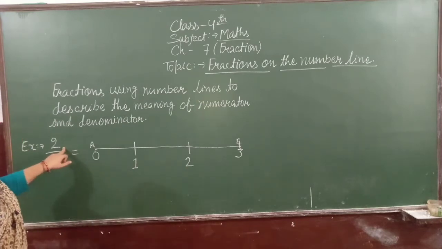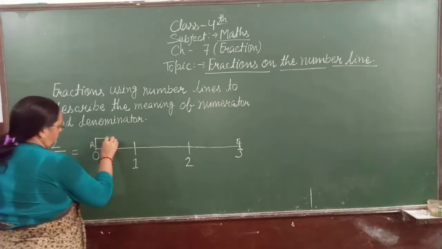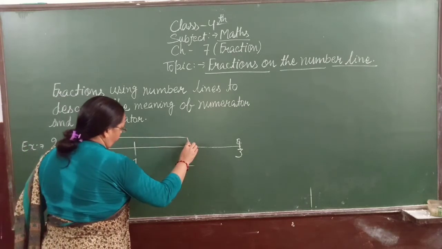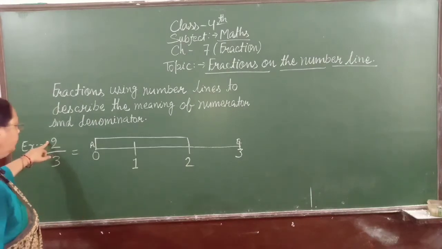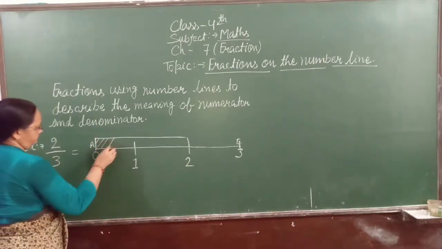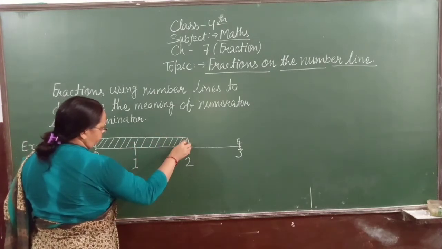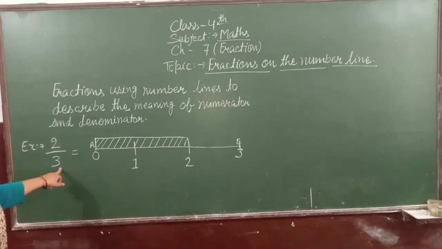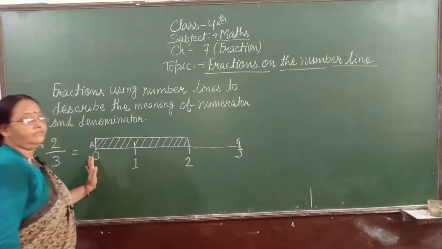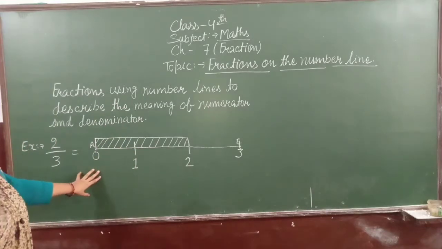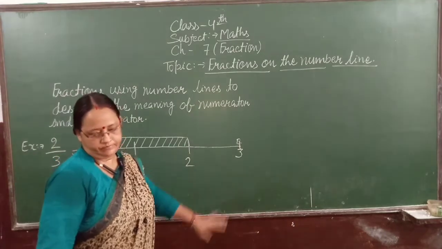The numerator is 2. So we have to take 2 parts. This shows the numerator, and the denominator is 3. This is the whole part. According to this method, we can show a fraction on the number line.